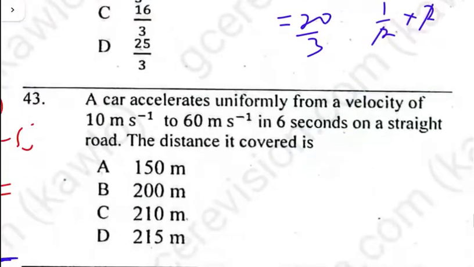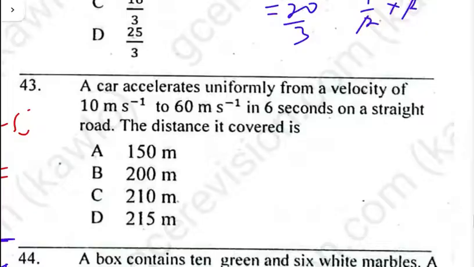Question 43. A car accelerates uniformly from a velocity of 10 to 60 in 6 seconds on a straight road. What's the distance covered?